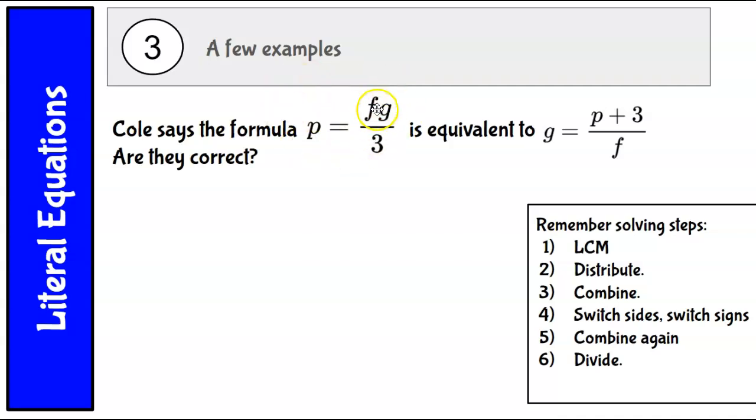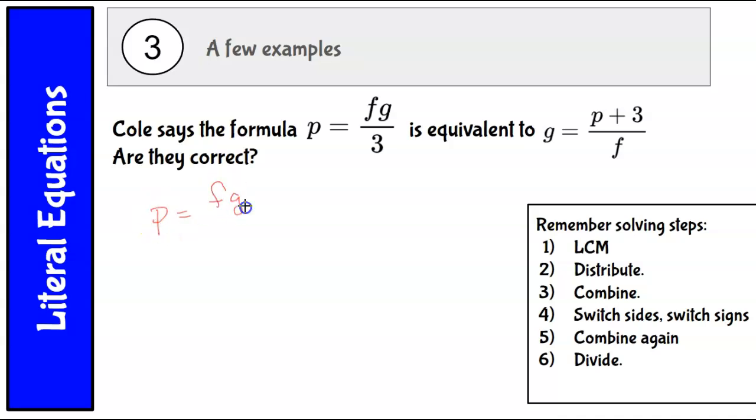If this one has a plus, then this one is probably going to have a minus. If this one has a minus, then this one has a plus. If this one doesn't have a plus or a minus, this one probably won't have a plus or a minus either. So I'm thinking that Cole may be incorrect, but let's just walk through the steps anyway. This one is solved for G, so let's solve Cole's formula for G.